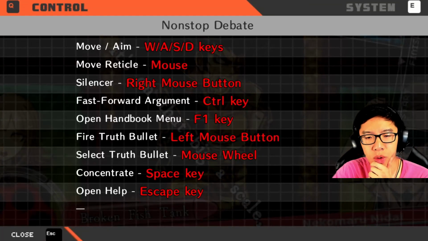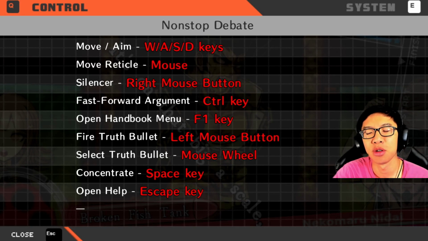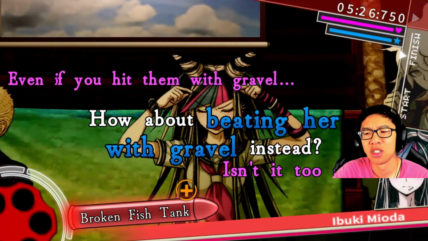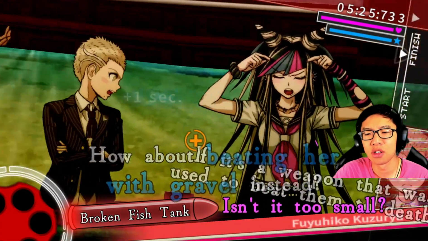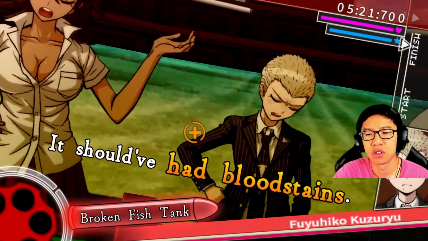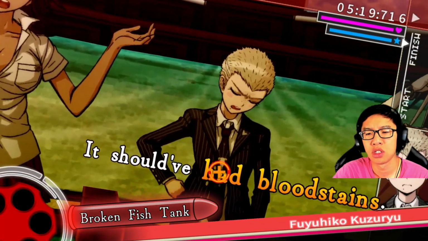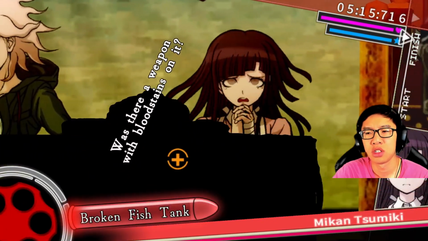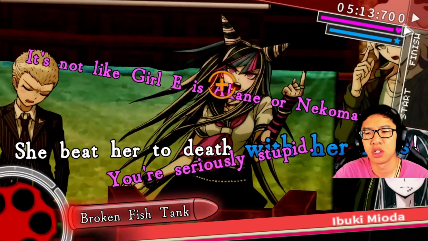How do I... What was it to absorb the... I guess, I don't know if they taught me how to do that yet, but, you know, like to absorb their statement and turn that into a truth bullet. With gravel instead? That's not it. If it's a weapon that was used to beat them to death, it should have had blood stains. Was there a weapon with bloodstains on it? She beat her to death with her fists!